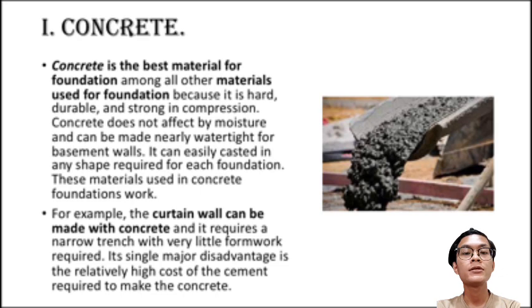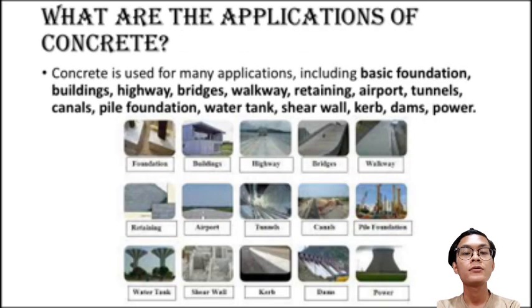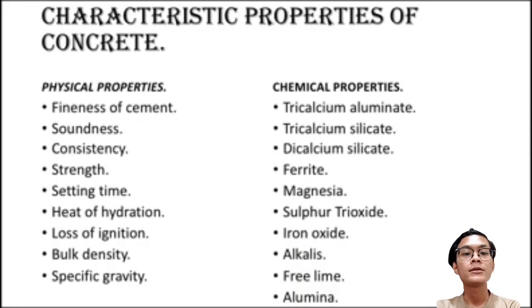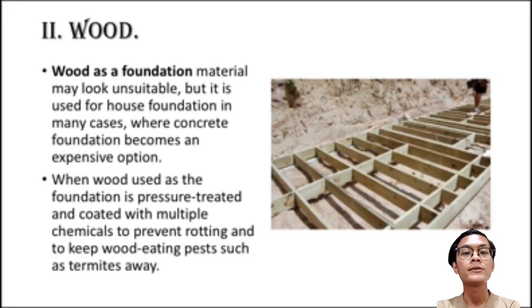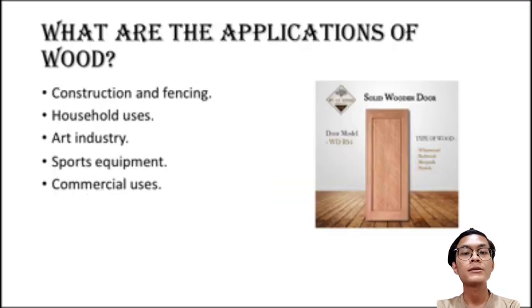This material is used in concrete foundation work. For example, the curtain wall can be made of concrete and it requires a narrow trench with very little formwork required. Its single major disadvantage is the relatively high cost of the cement required to make this concrete. This is an example of the application of concrete, and this is the characteristic properties of concrete.